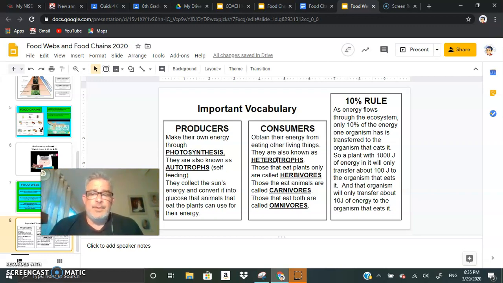And omnivores are those that eat both. And then again, I put there the 10% rule. Energy flows through the ecosystem. Only 10% moves up a level.